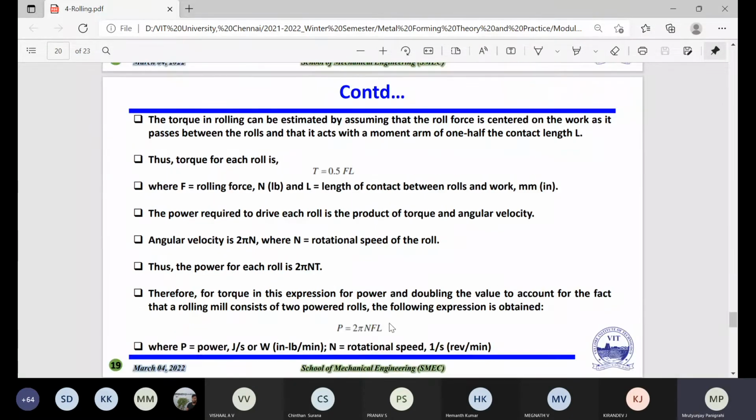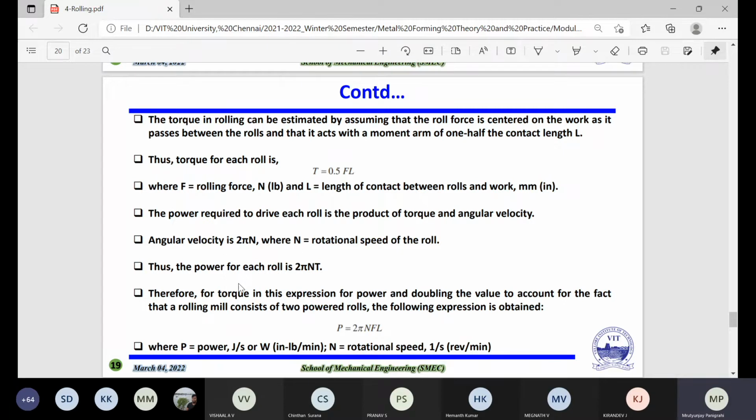Okay, finally, in this last slide we will calculate the torque. The torque in rolling can be estimated by assuming that the roll force is centered on the contact as it passes the rolls, and that it acts with a moment arm of half of the contact length. So the torque equals 0.5 times the force times the length of contact between the two rolls. Do not be confused: L is not equal to L0 or LF. This is the length of contact between the roll and the workpiece.